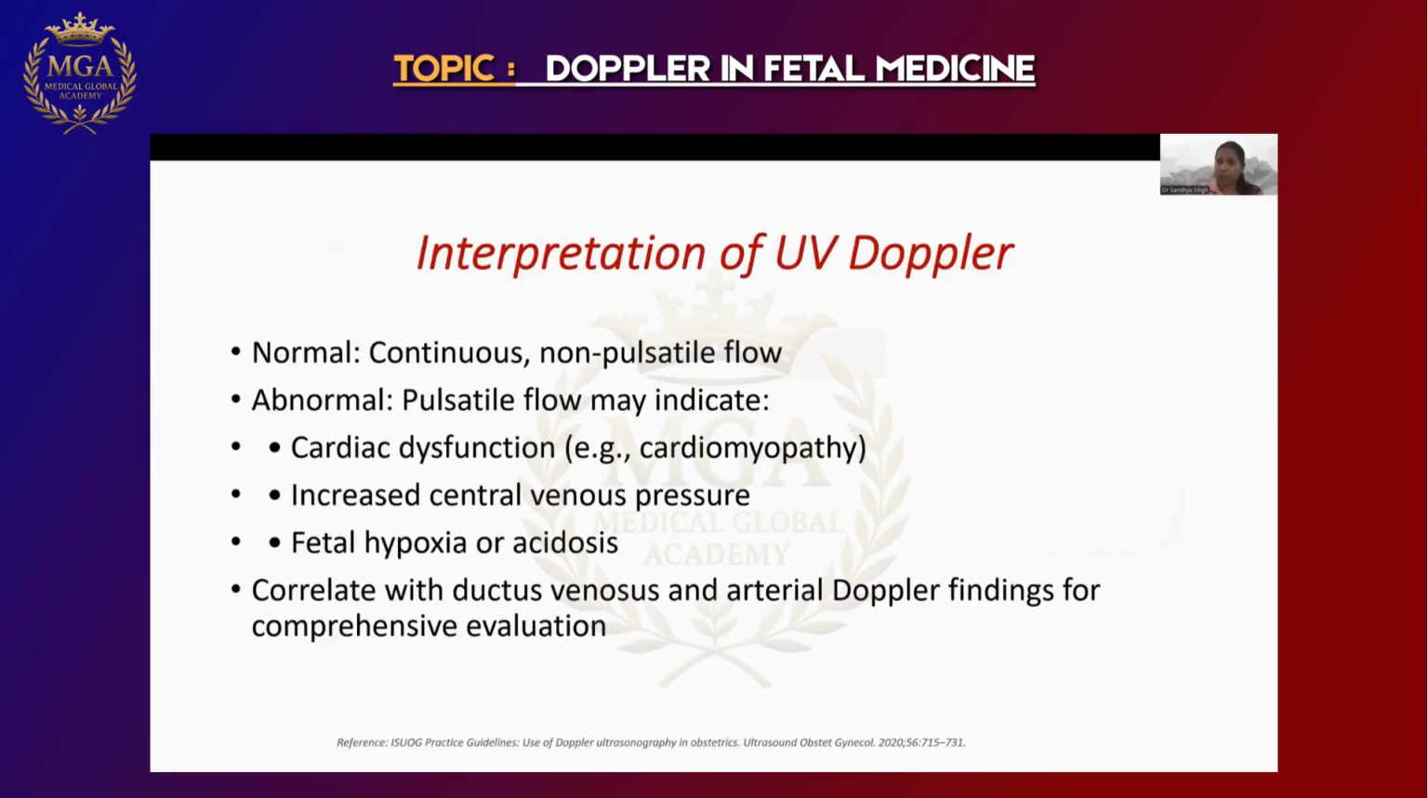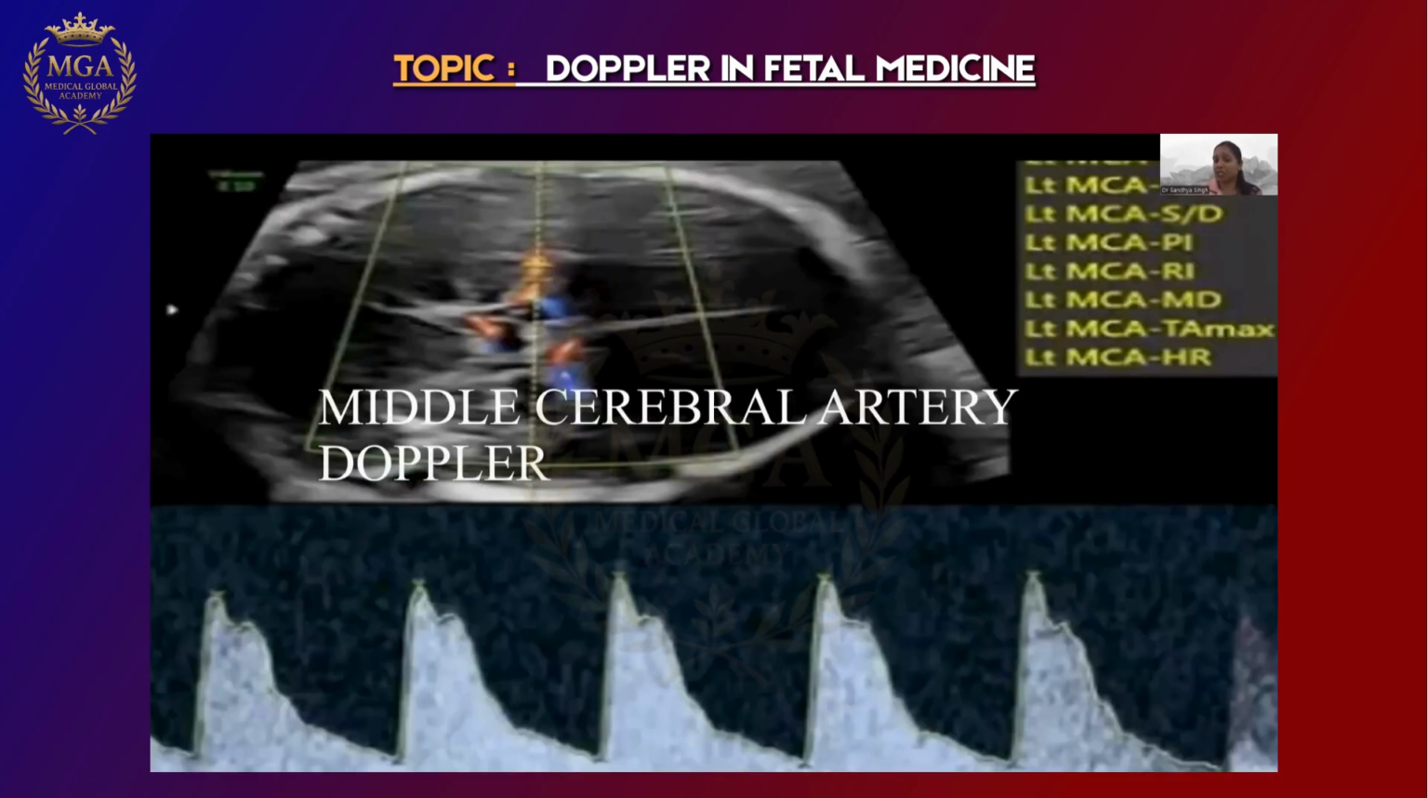Talking about the umbilical vein, we know it's a non-pulsatile flow, but because venous Dopplers are always related to the heart, whenever the heart is failing, it will be reflected back in the venous Doppler. So whenever the central venous pressure is rising, or the baby is having hypoxia or acidosis, this flow will become pulsatile. Let me show you how it will change.